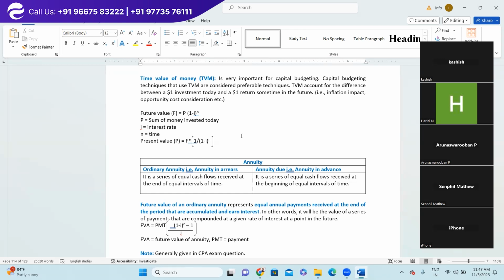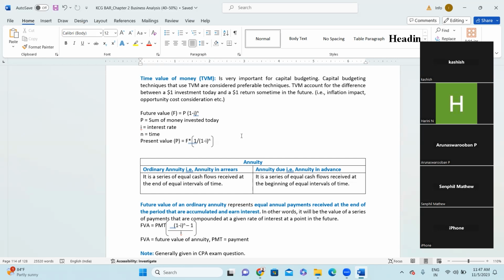Clear, Kashish? Yes, Arun? Yes, sir. Clear. So time value of money is very important for capital budgeting. Capital budgeting techniques that use time value of money are considered preferable techniques. Time value of money accounts for the difference between a $1 investment today and a $1 return sometime in the future. That may be on account of inflation impact or the opportunity cost of investing the same amount somewhere else.